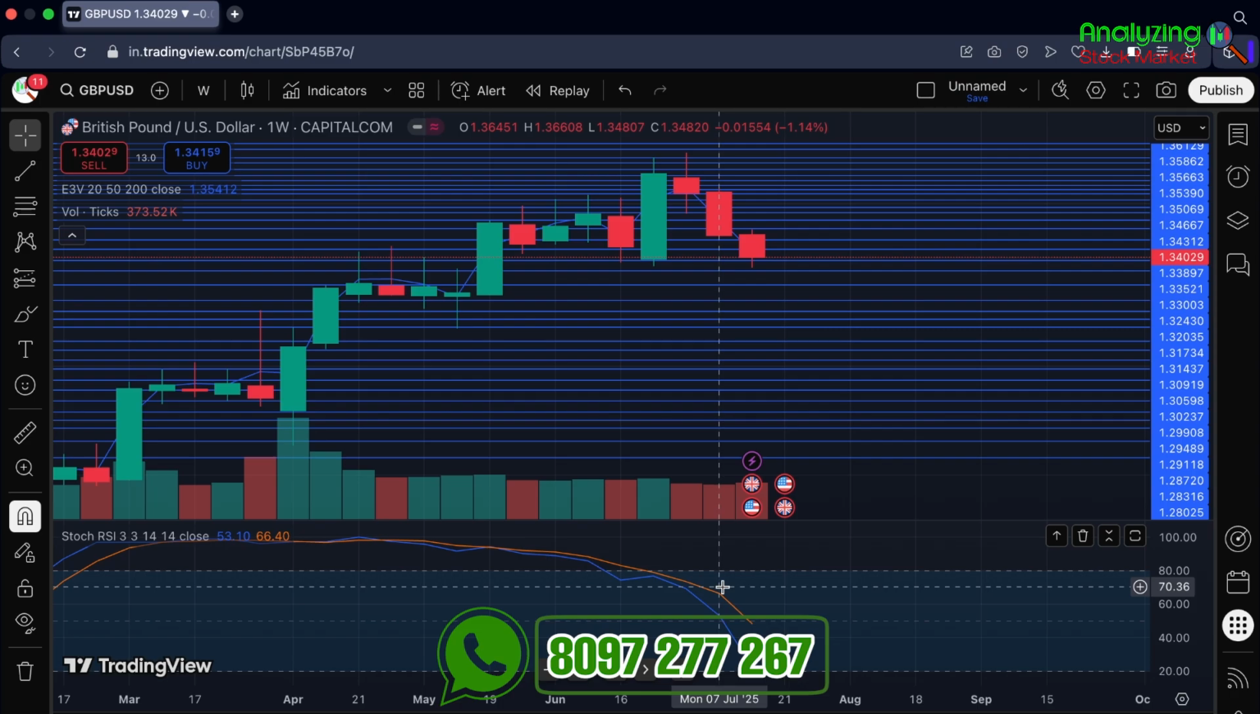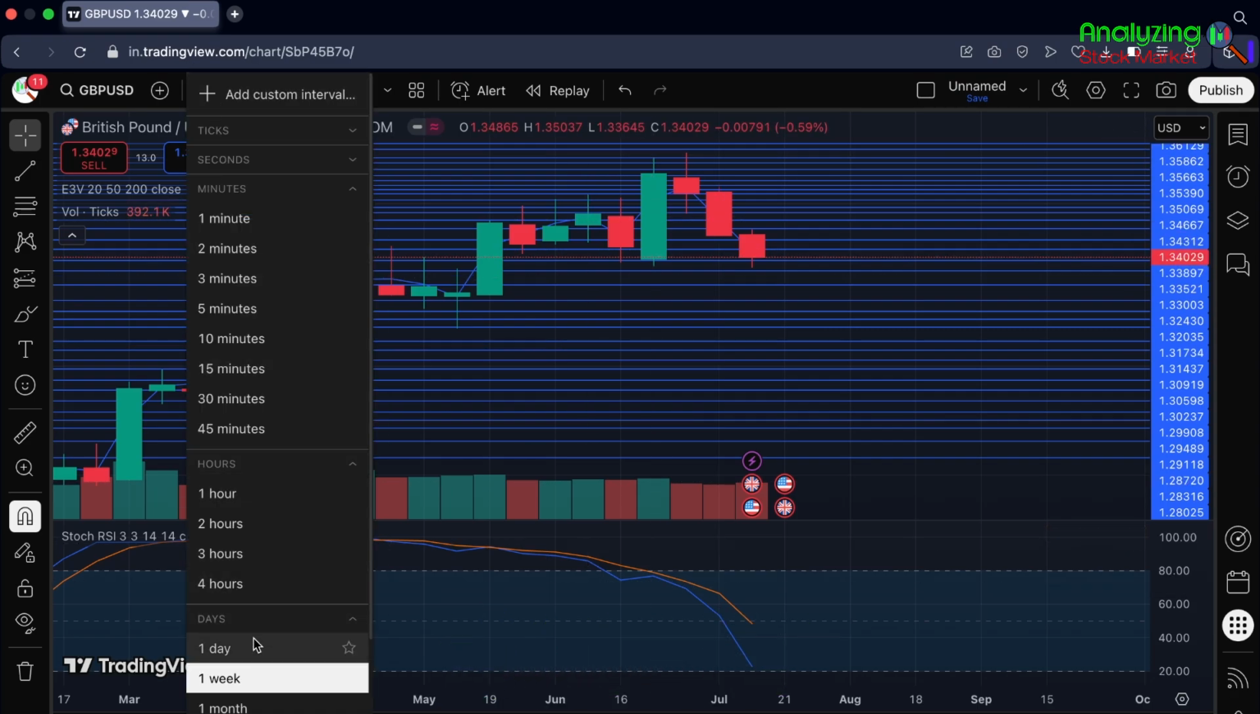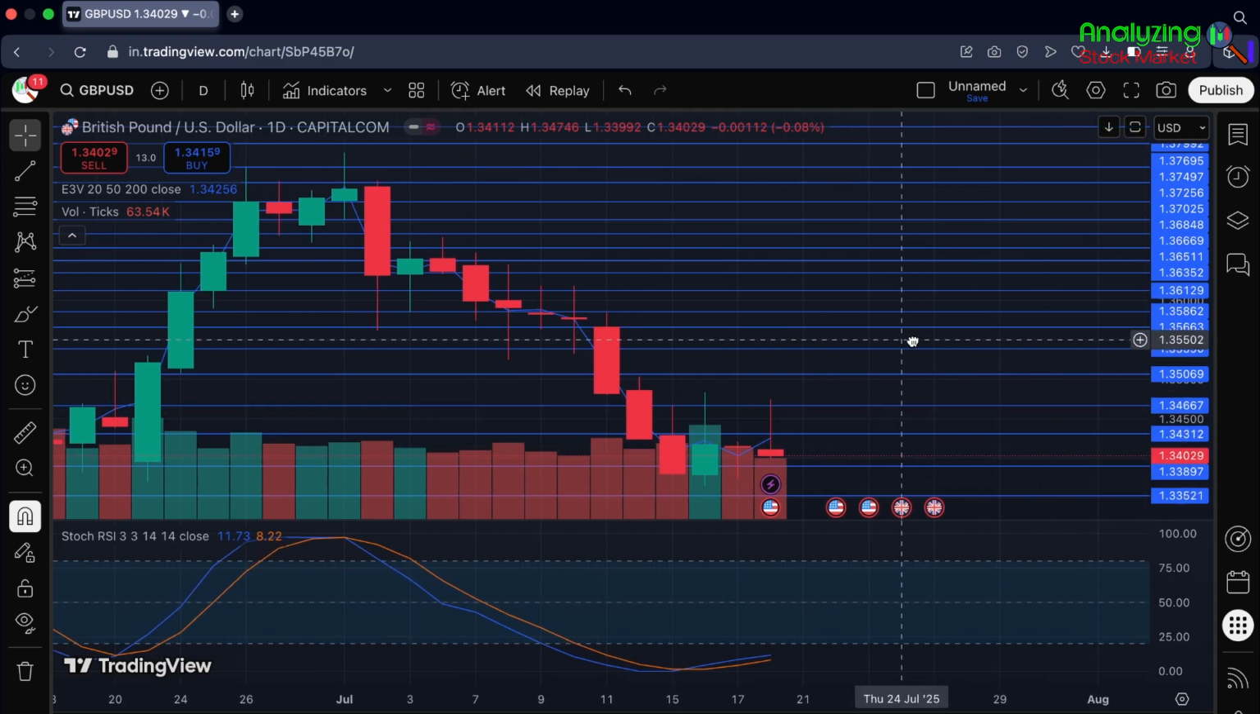So now let's mark some important support and resistance zones on our one-day chart. Here I have already opened the one-day chart.